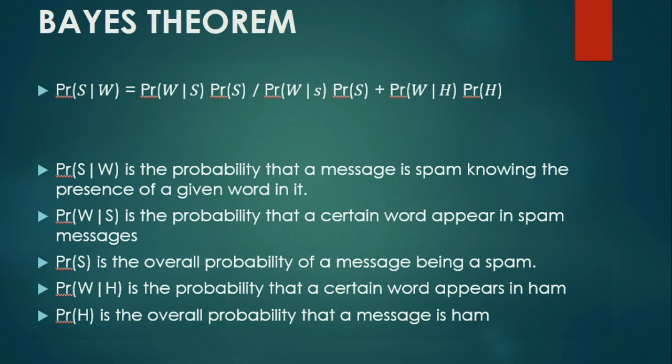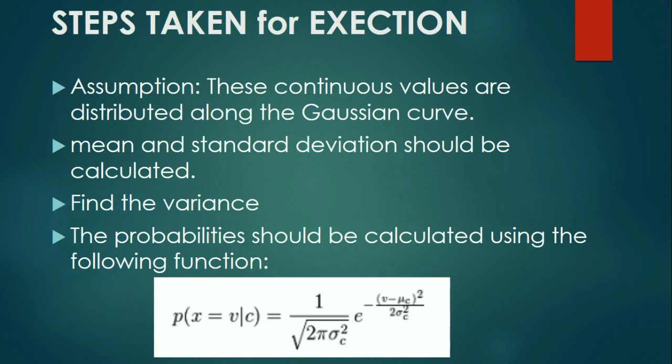This shows the different kinds of probabilities calculated, like the probability that the message is spam knowing the presence of a given word in it, the probability that a certain word appears in spam messages, the overall probability of a message being spam, the probability that a certain word appears in ham, and the overall probability that a message is ham. So these are the different terms used for that.